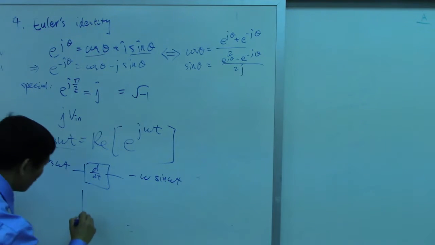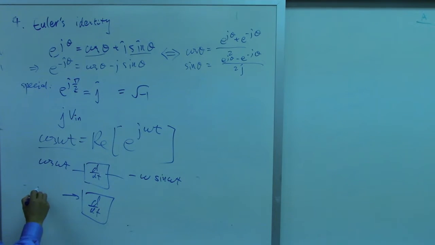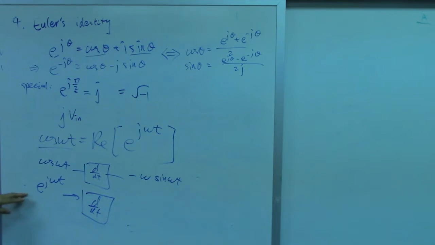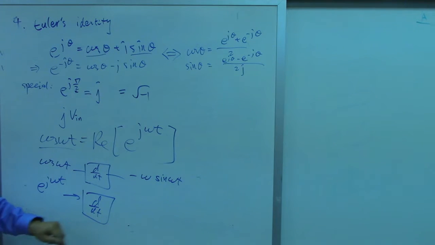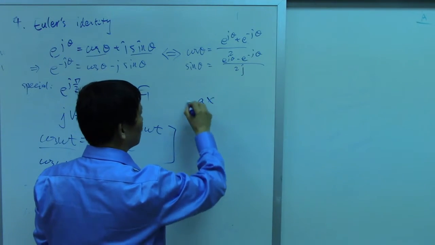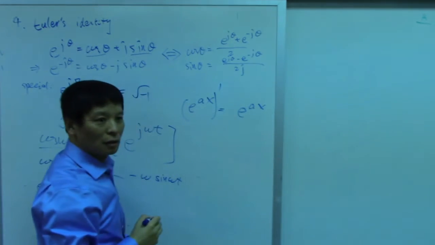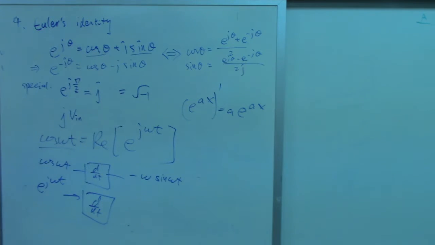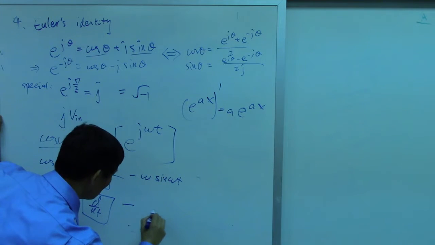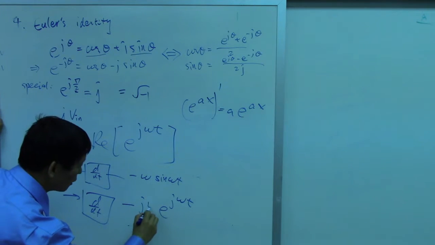But how about this? If we have the same circuit, and instead of the cosine function, we use e to the j omega t. Take the differentiation, what is it? Now we need to recall math. e to the ax differentiation, what's this? It's still e to the ax, right? But there's a constant a here. So taking the differentiation of e to the x gives e to the x, and then there's an a here, so that one will be j omega.